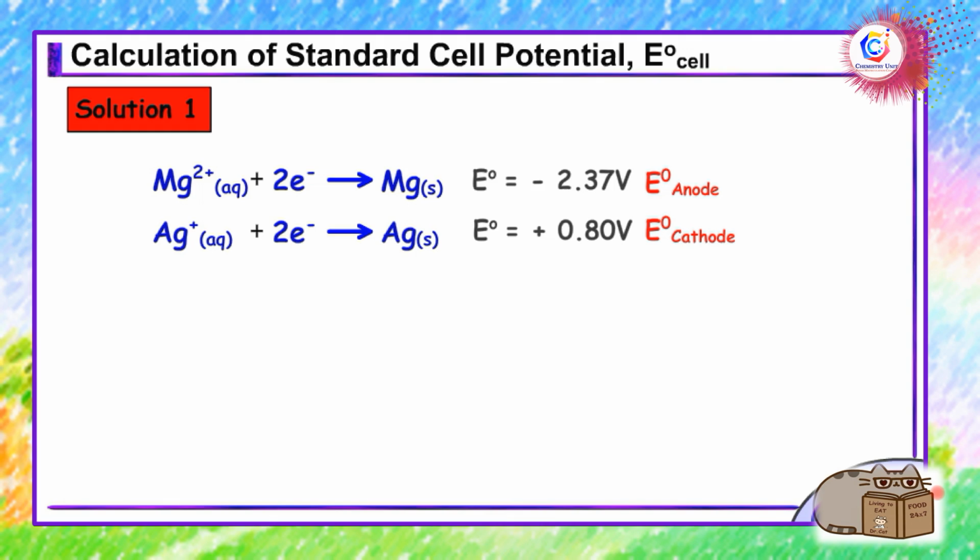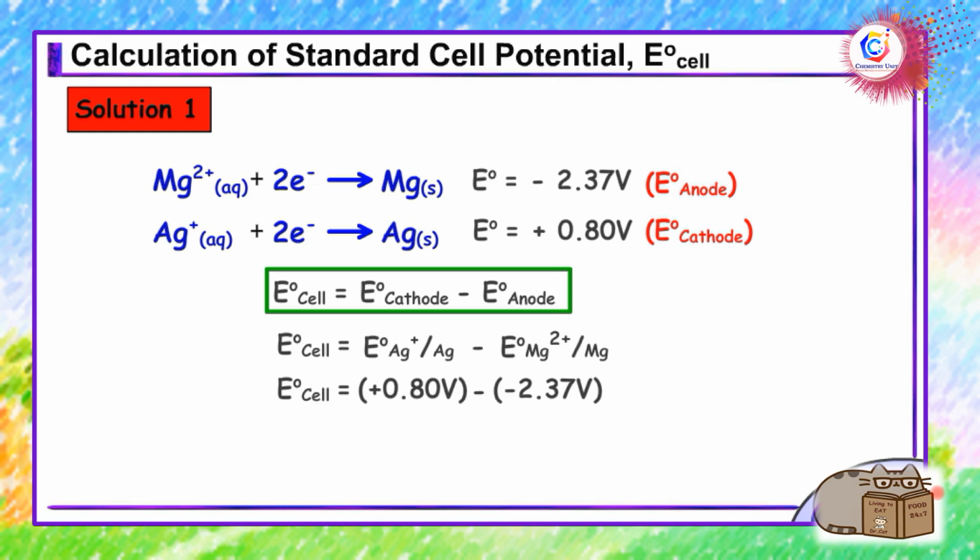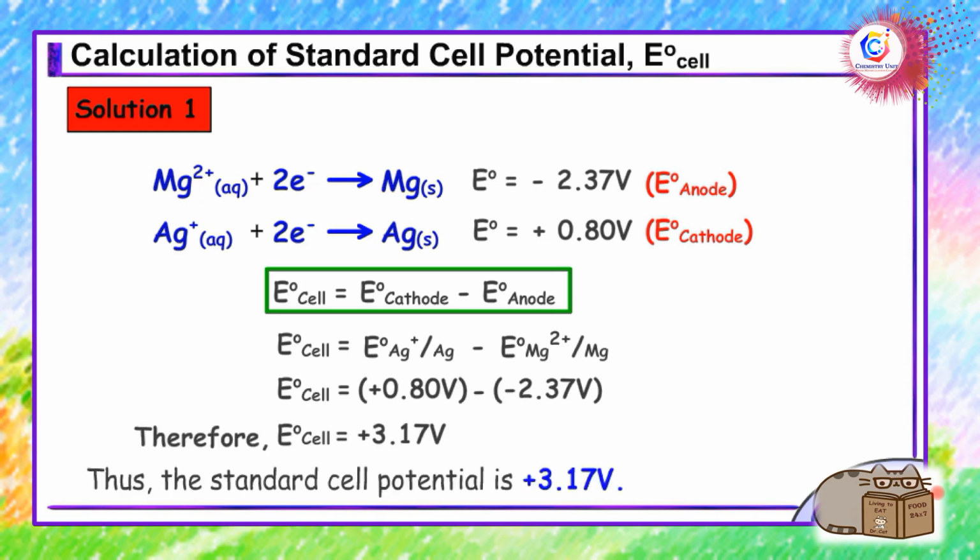There are two methods that we can use to calculate the standard cell potential. The first method is by using the formula E0 cell equals E0 cathode minus E0 anode, where E0 cathode and E0 anode are denoted as the standard reduction potential of the electrode. Then you can substitute the values of cathode and anode. Therefore, the standard cell potential is positive 3.17 volts.